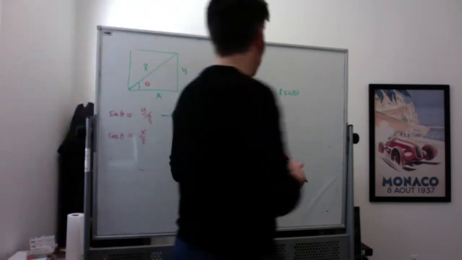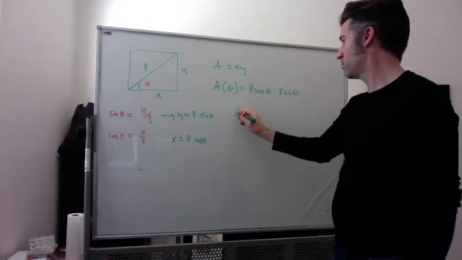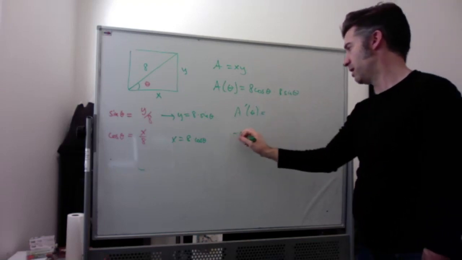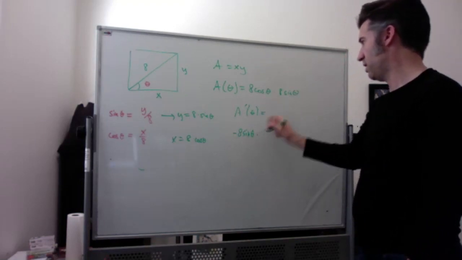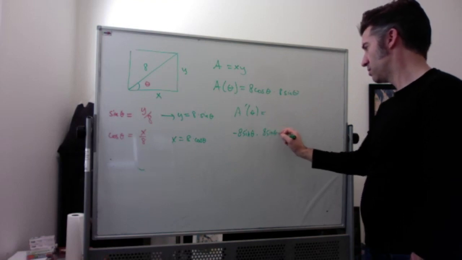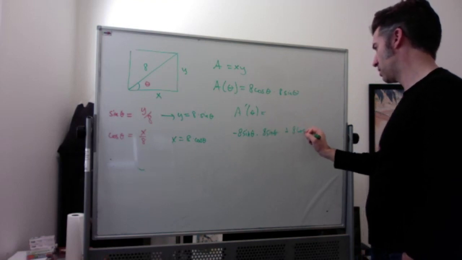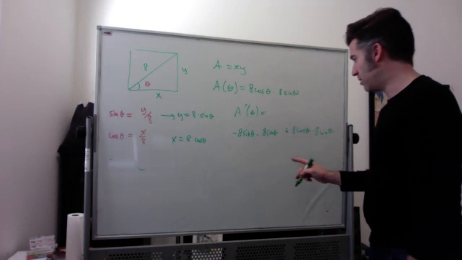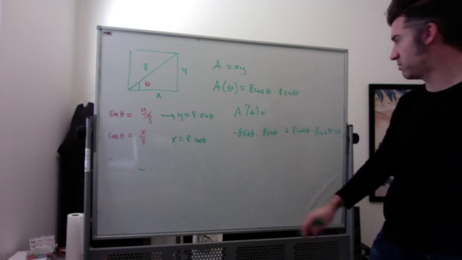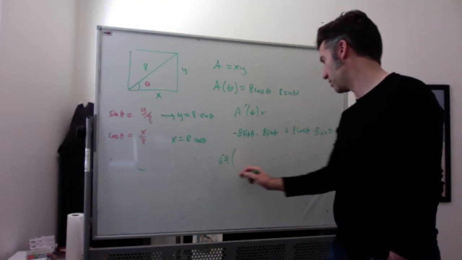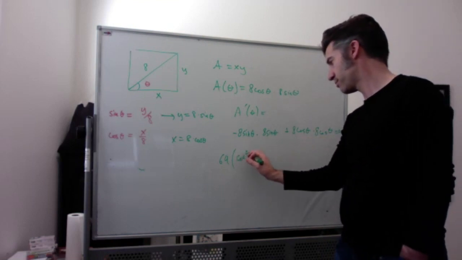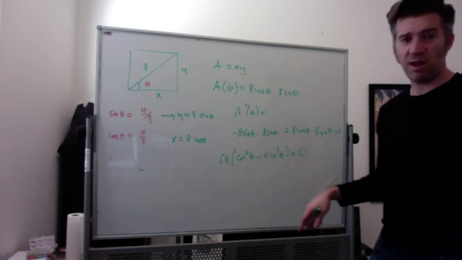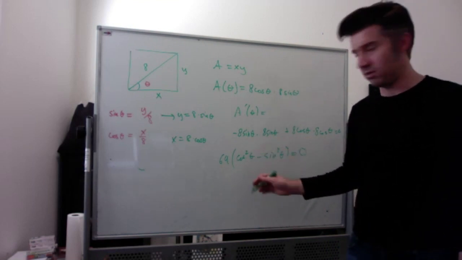Which isn't terrible. Then you can take the derivative. The derivative of 8 cosine theta is negative 8 sine theta times 8 sine theta plus 8 cosine theta times the derivative of 8 sine theta, which is 8 cosine theta. And then if you set that equal to 0, you can factor out as 64 times cosine squared minus sine squared. And you'll be like, oh, well, sine has to equal cosine.